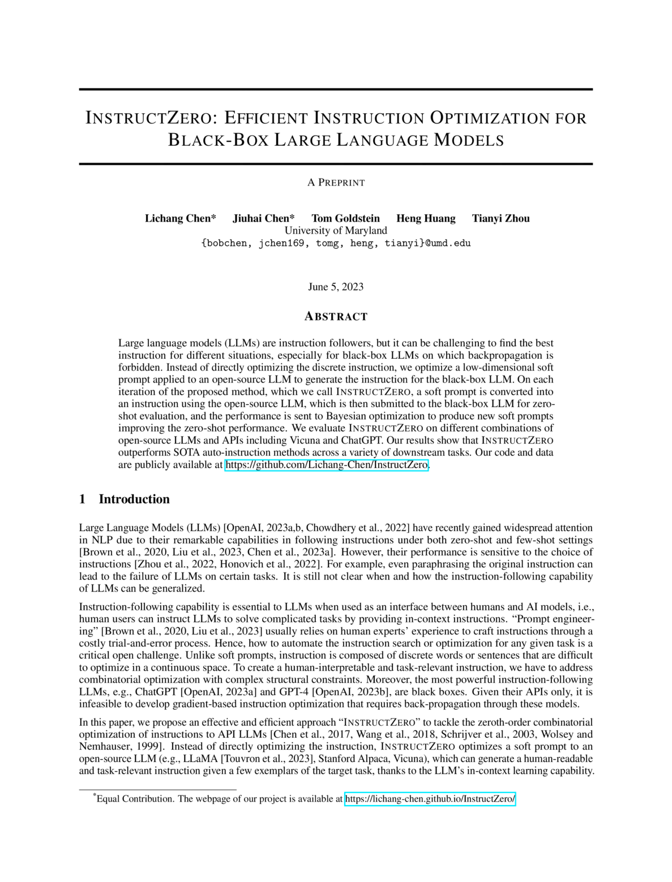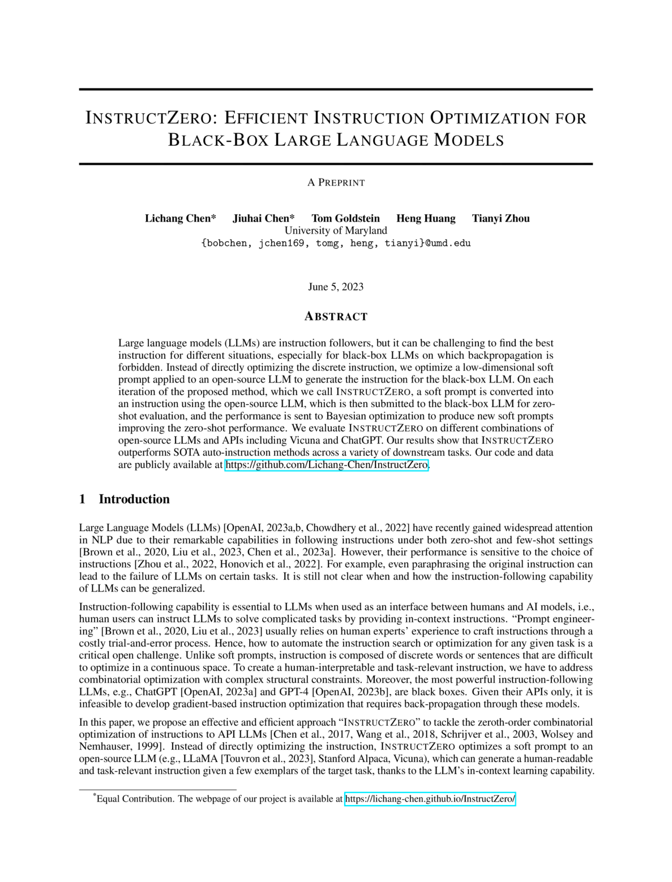Therefore, a significant challenge we face is figuring out how to automate the search or optimization of instructions for any given task. Now, here's where it gets tricky. Instructions are not simple entities. They're made up of distinct words or sentences, which makes it tough to optimize them in a continuous space. Plus, creating a task-relevant and easily understandable instruction requires dealing with the combinatorial optimization that comes with complex structural constraints.